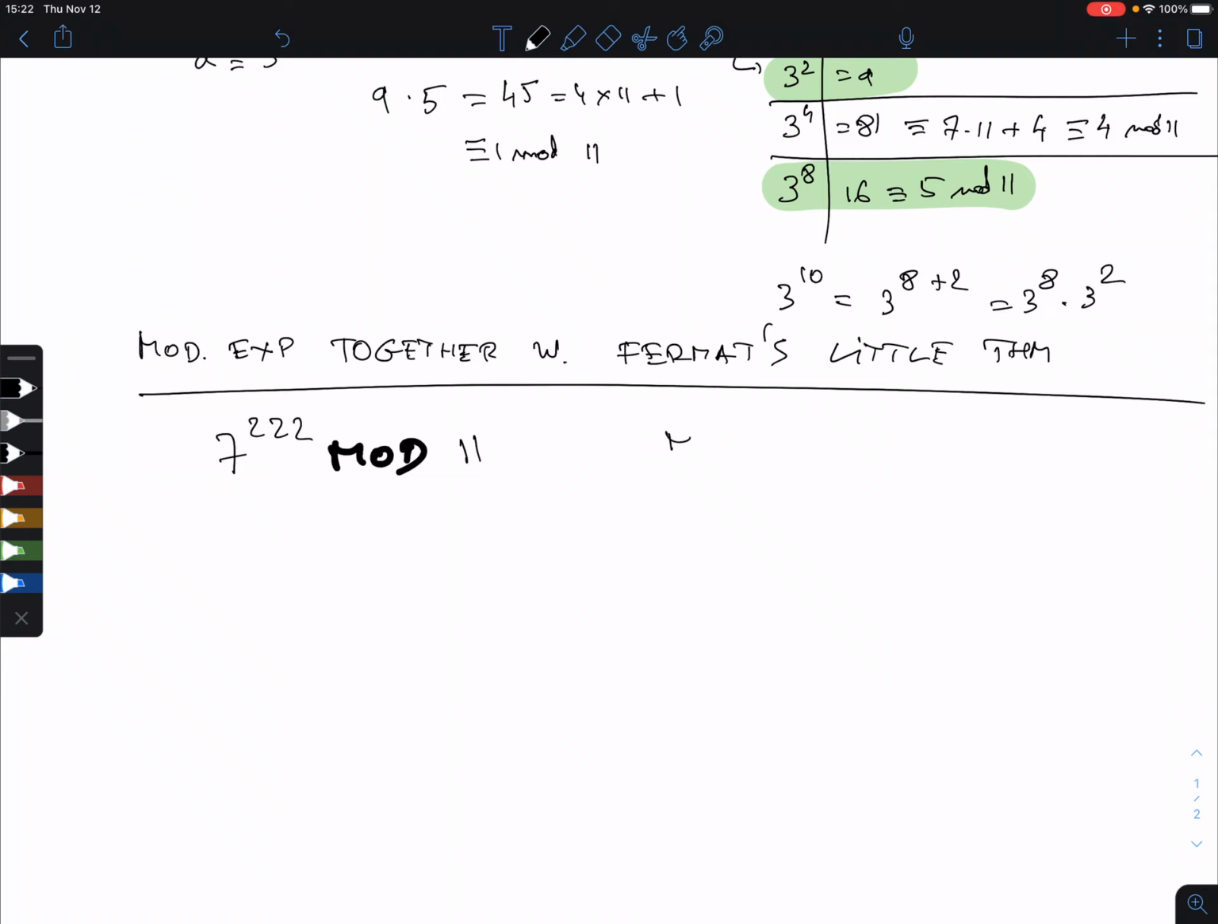So method 1, that is the method that we have discussed before, the modular exponentiation thing. You write 222 as powers of 2. Okay, the biggest power is 128. So let's remember 1, 2, 4, 8, 16, 32, 64, 128. Right, 128. So what is remaining?